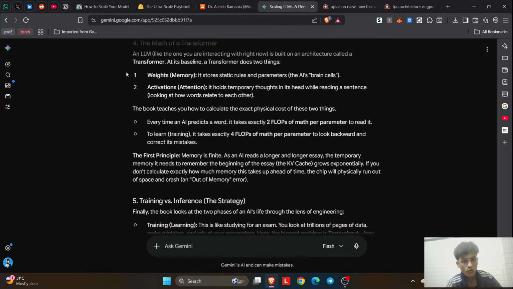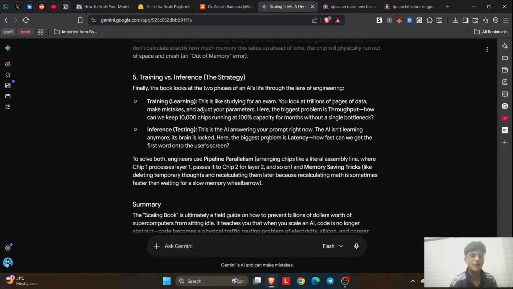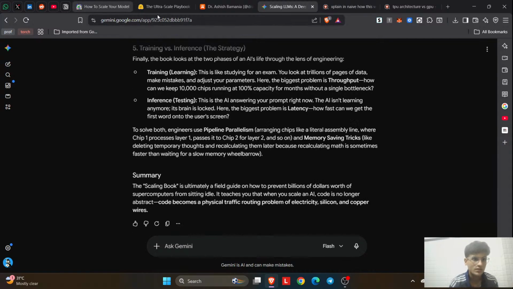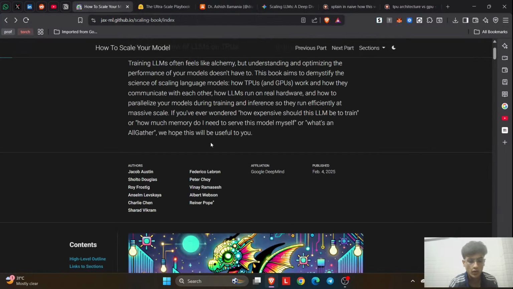The math of a transformer: you must know what weights and activations are. Training versus inference: training is like training, and inference is like testing. Yeah, this is basic. So now I think we are good to go to read this.